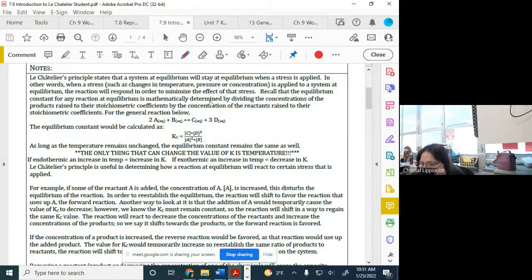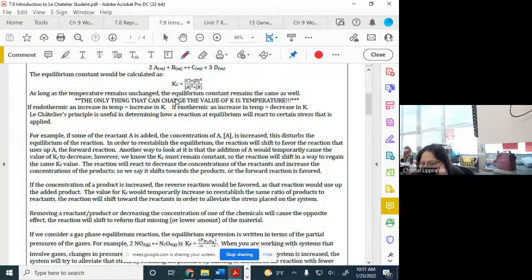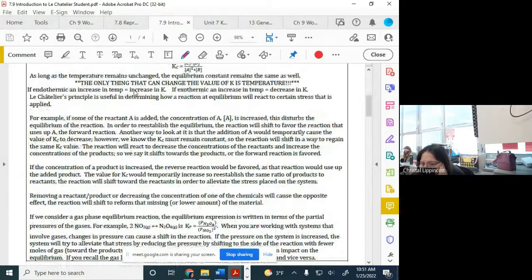So any questions about any of that? All right. In an endothermic reaction, an increase in temperature is going to end up giving an increase in K. Exothermic, it's going to decrease K. So keep that in mind. That might be something that you want to highlight.